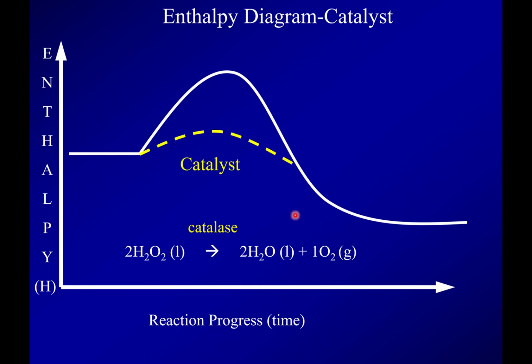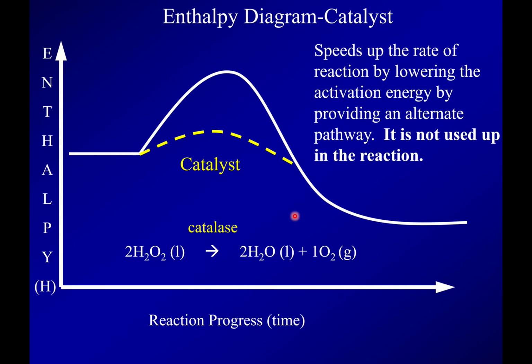So what it does is it lowers the activation energy and it speeds up the rate by providing an alternate pathway that's lower energy. And very important to note, it's not used up in the reaction. You can use it time and time again. So that's why enzymes are so critical in our body. If we didn't have enzymes, we'd eat food, and the food would sit in our stomach, and we would literally starve to death because we could not break down that food fast enough to get the energy out of it.